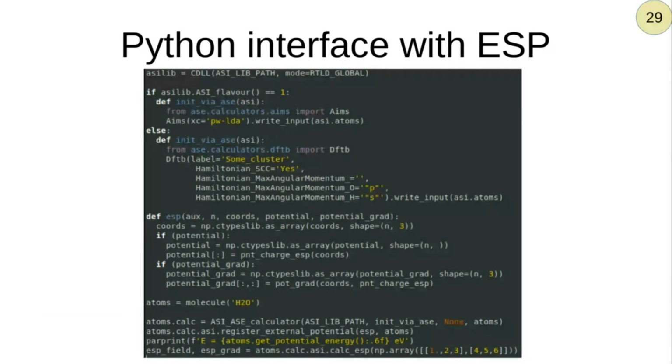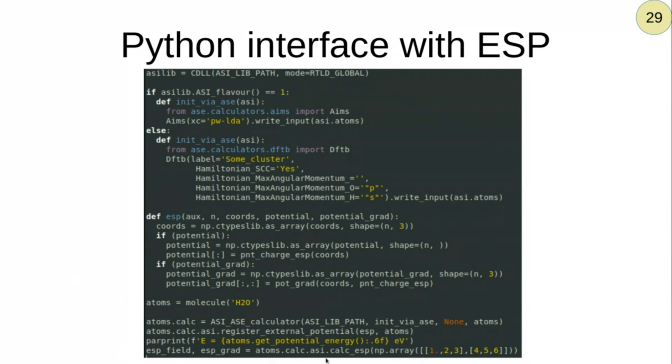Here is a bit more elaborated example in Python. Here we use import of electrostatic potential from the ASI API into the code. As you can see, here is the piece of code that initializes the calculations, and you can see it works both with AIMS and DFTB.